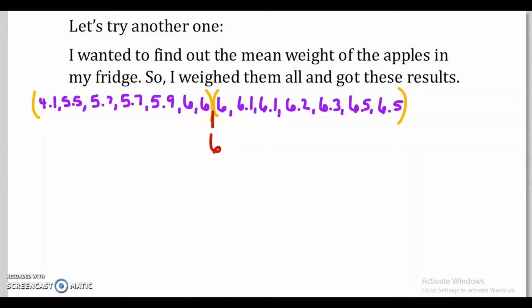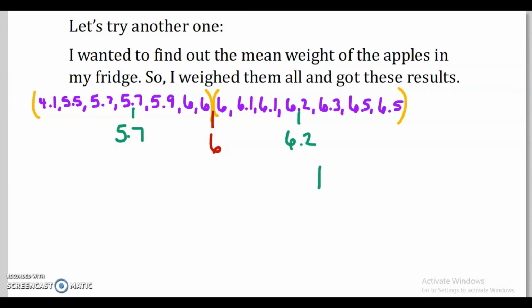So now what I need to do is find my quartile 1 and my quartile 3, which means I split the bottom into halves and I split the top. And I want to find the median of the bottom, or the middle number, which is going to be right here. It's going to be 5.7 because I have 3 numbers below it and 3 numbers above it. And then this is going to be 6.2.